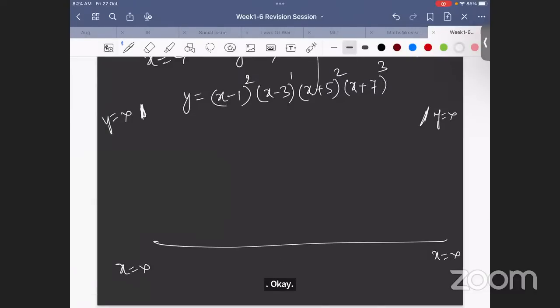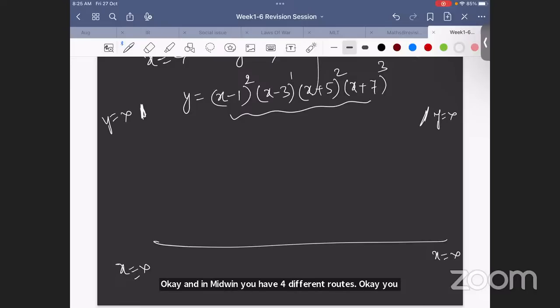To plot this equation, you already are aware that at x equals infinity, the y will be infinity, and at x equals minus infinity, the y will be infinity. In between you have 4 different roots. You have 8 roots, but if you have been asked how many roots, you'll be marking 4 roots, because some roots are repeated. So basically 4 distinct roots, right?